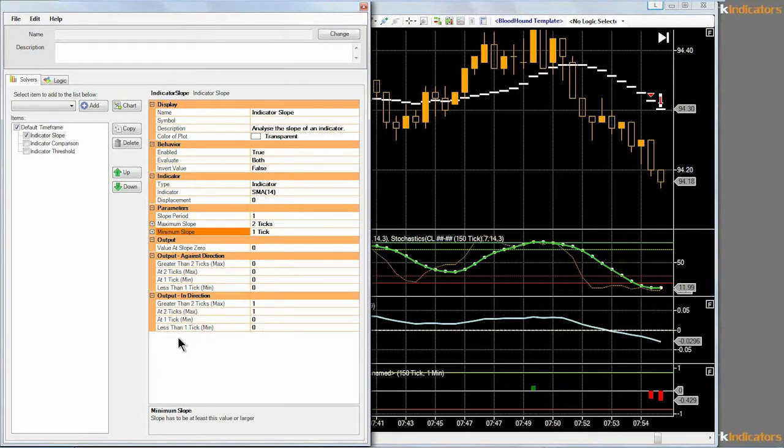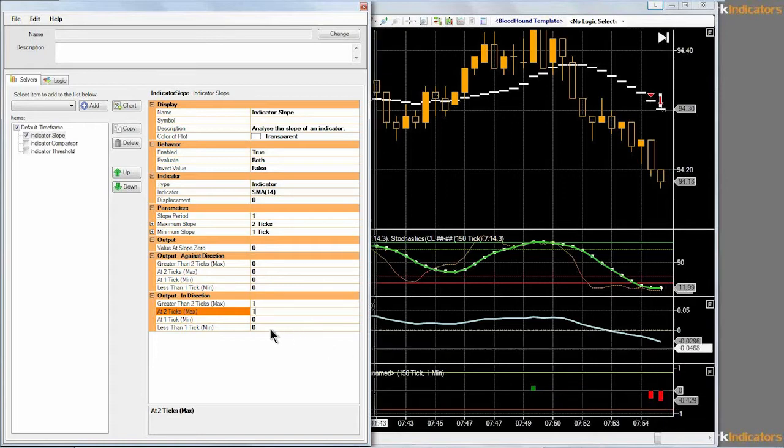So remember, at 1 tick or less than 1 tick, there's a 0 output. But in between, when we're between 1 tick of slope and 2 ticks of slope, the output is going to range from 0 to 100%. So with this output being at 43%, remember I'm rounding this off to 43% or 0.43. So what that's saying is that we're almost at halfway between 1 tick and 2 ticks. So we're 43% of our 2 tick requirement. So we're greater than 1 tick, but a little bit less than 2 ticks.